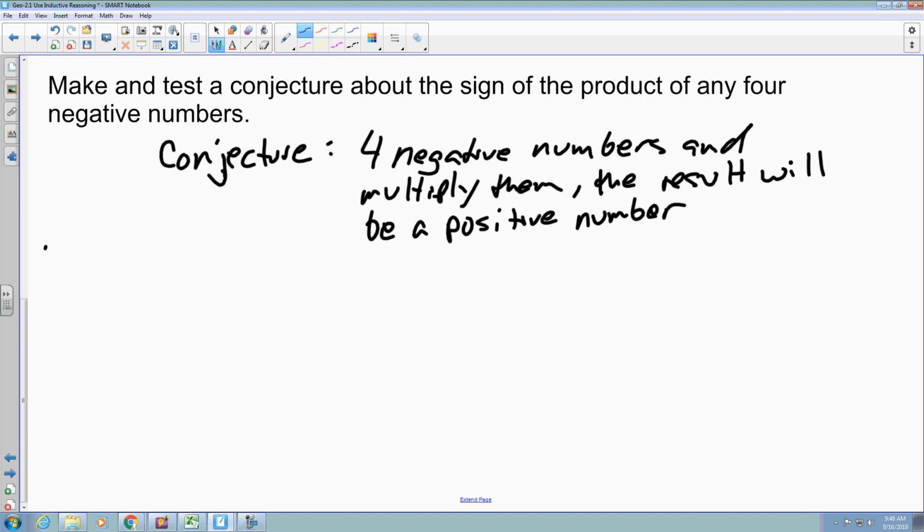So if we say like, all right, -1, a negative number, -2, a negative number, -3, and -4. If I multiplied all four of these together, I would get a positive 24, and it would work for any four negative numbers as a product.